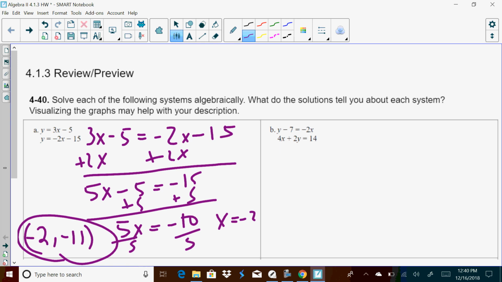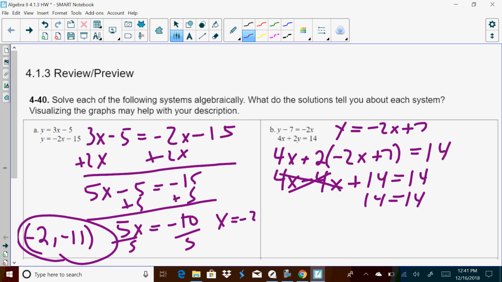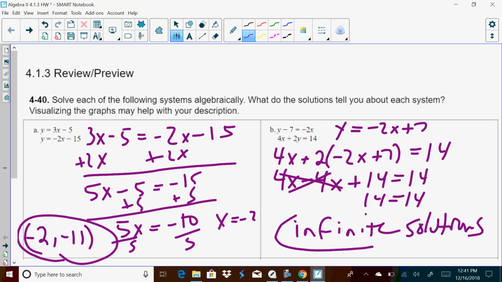For B, I'm going to add 7 to both sides. So I get y equals negative 2x plus 7. Plug that in. 4x plus 2 times negative 2x plus 7 equals 14. These cancel out, and I get 14 equals 14, which means there are infinite solutions. So it really tells me they're the same line.